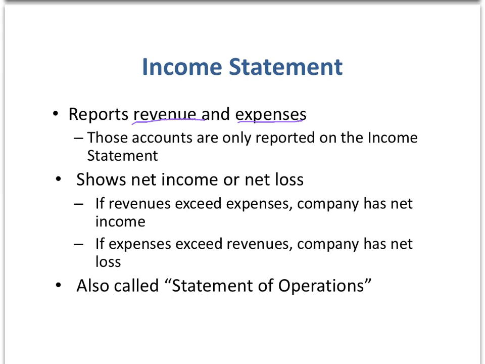The general form for the statement is revenues minus expenses, and if revenues exceed expenses, the company has net income. If expenses are larger than revenues, then it has a net loss. And when we have a loss, typically you will see parentheses around it, and that means a loss. The income statement is also called the statement of operations.